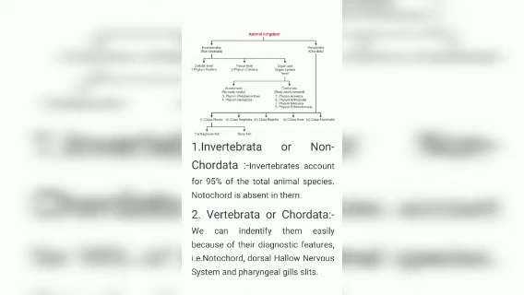Invertebrata or non-chordata accounts for 95% of total animal species. 95% of total animal species come under non-chordata, that is invertebrates. And Vertebrata or Chordata, we can identify them easily because of their diagnostic features, that is notochord. Notochord is present in them, and in invertebrates notochord is not present. And a hollow dorsal nervous system and pharyngeal gill slits are present.